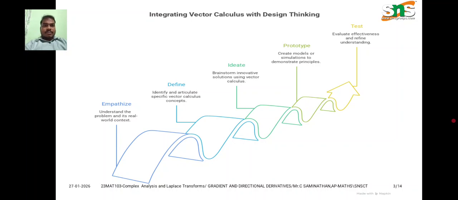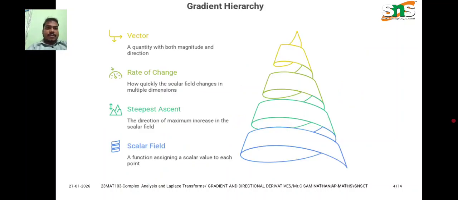First of all, vector calculus integrates with design thinking: empathize, define, ideate, prototype, and test. Here, empathize is to understand the problem and its real world context. To define is to identify and articulate specific vector problems.